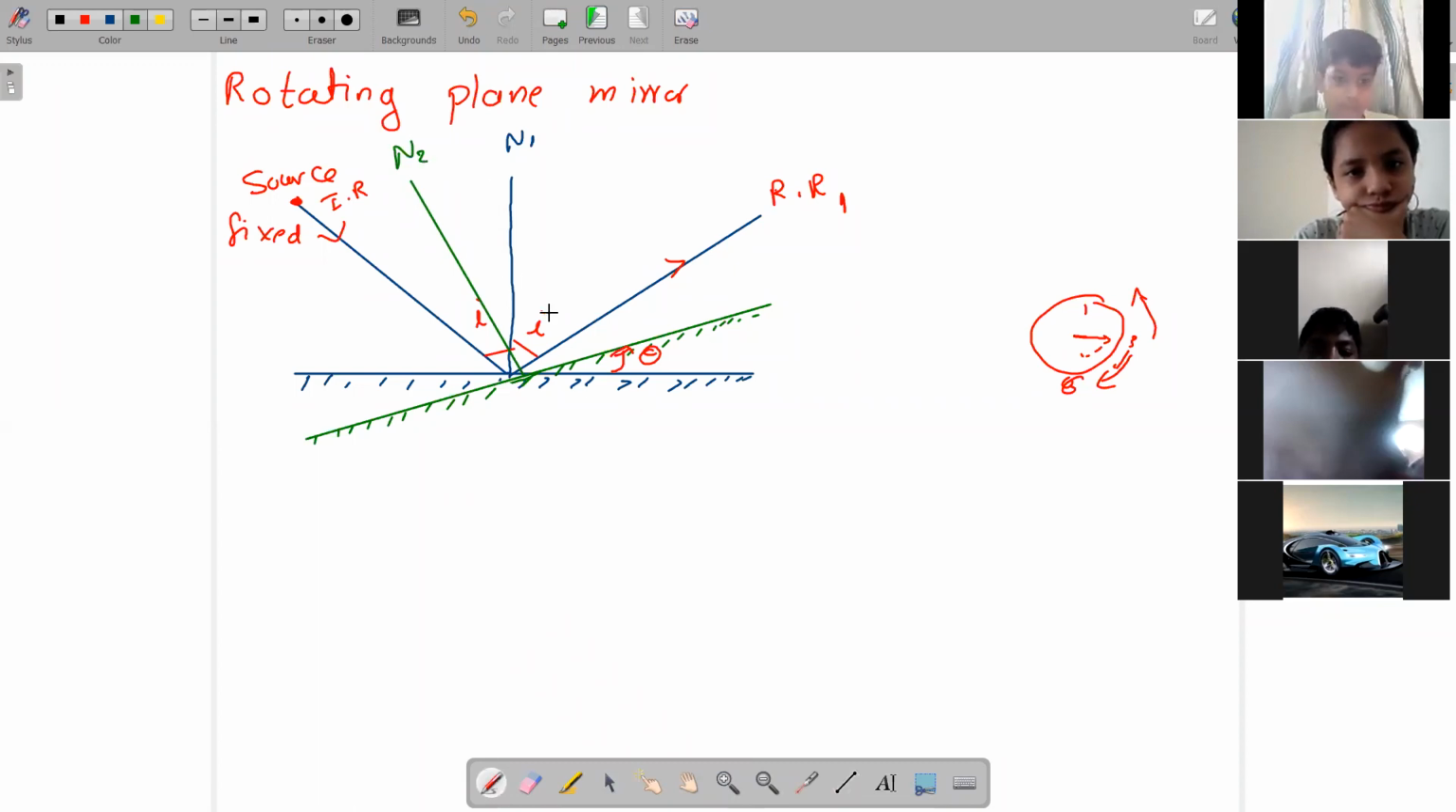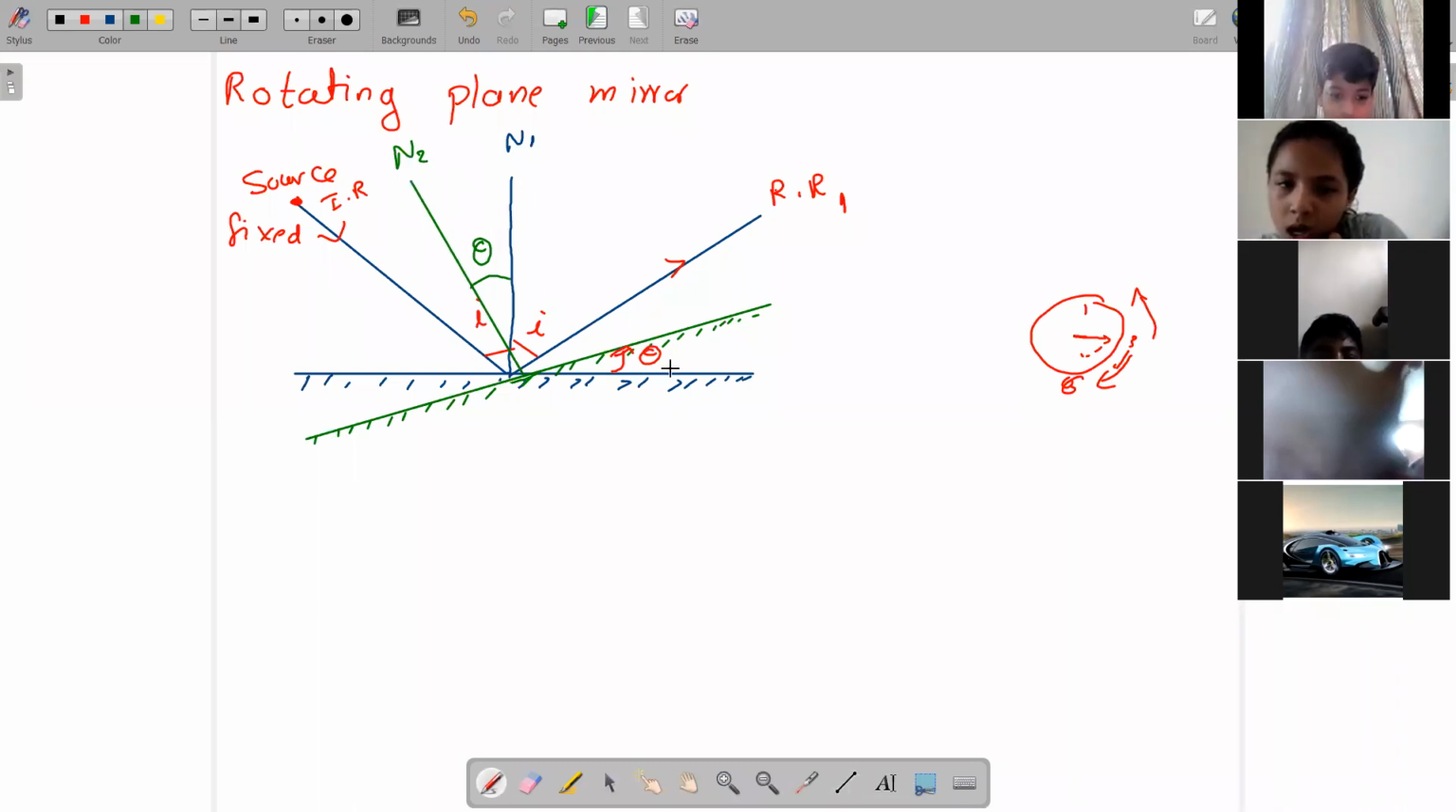When the mirror is shifted, the normal is also shifted by an angle theta from the first normal. So from here to here, the angle is theta. Clear, children? When the mirror is rotated by an angle, the normal is also shifted from N1 to N2. The mirror is shifted from M1 to M2, which means the normal is also shifted from N1 to N2. Now, this is what happened. How the reflected ray is going to shift, we need to calculate.